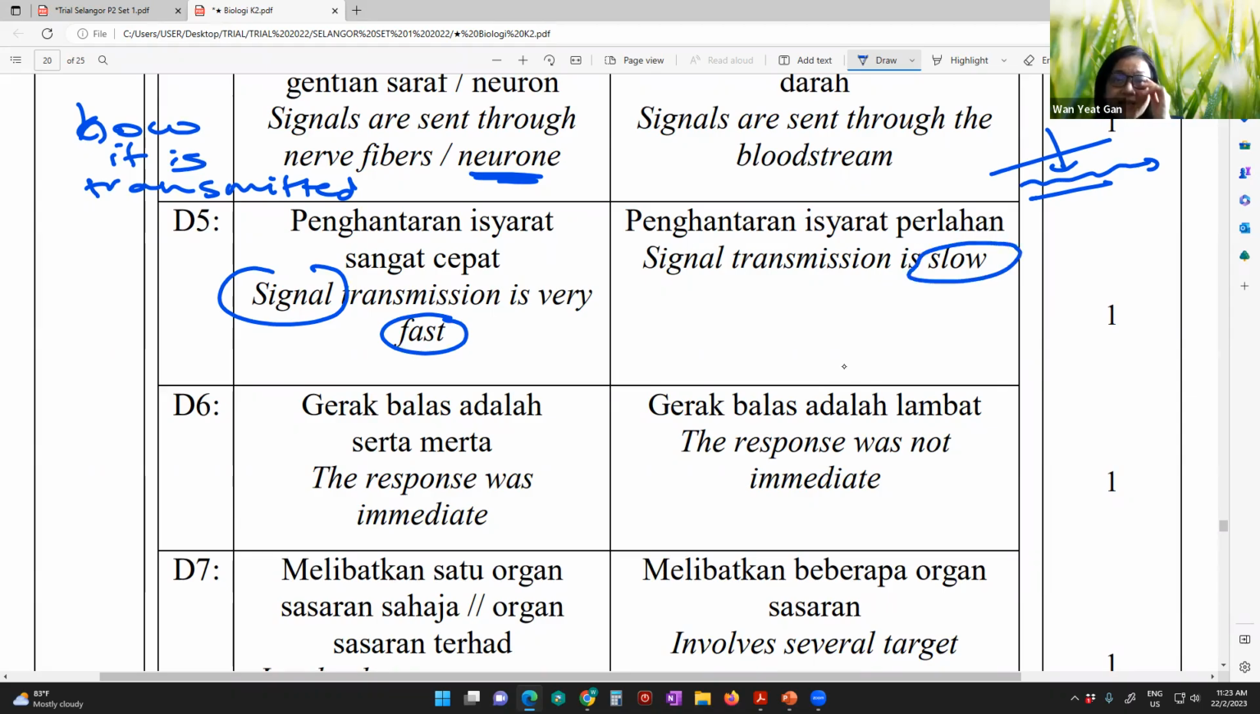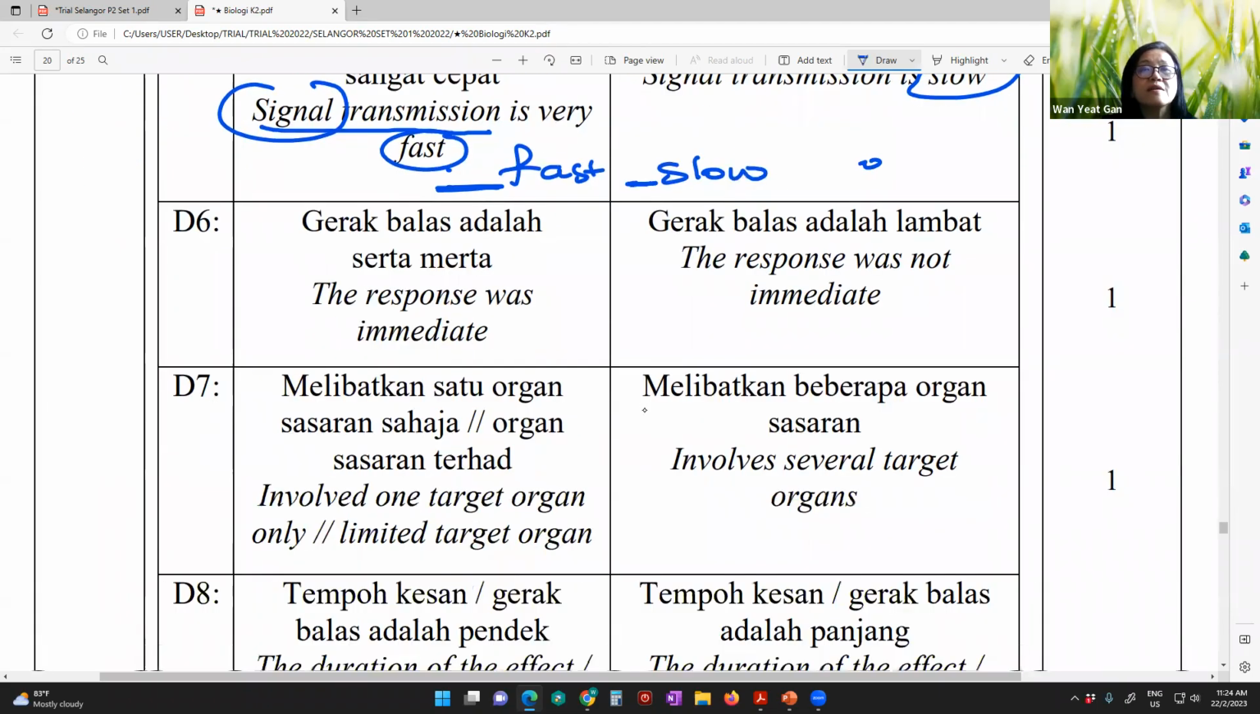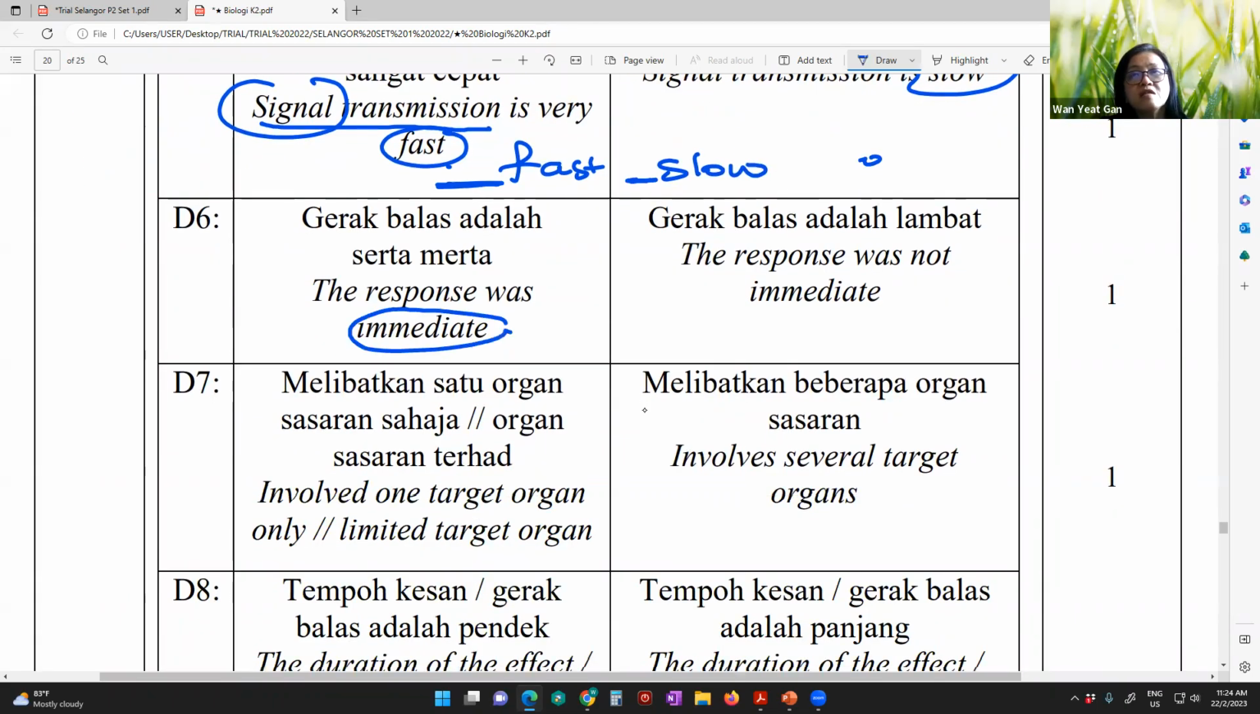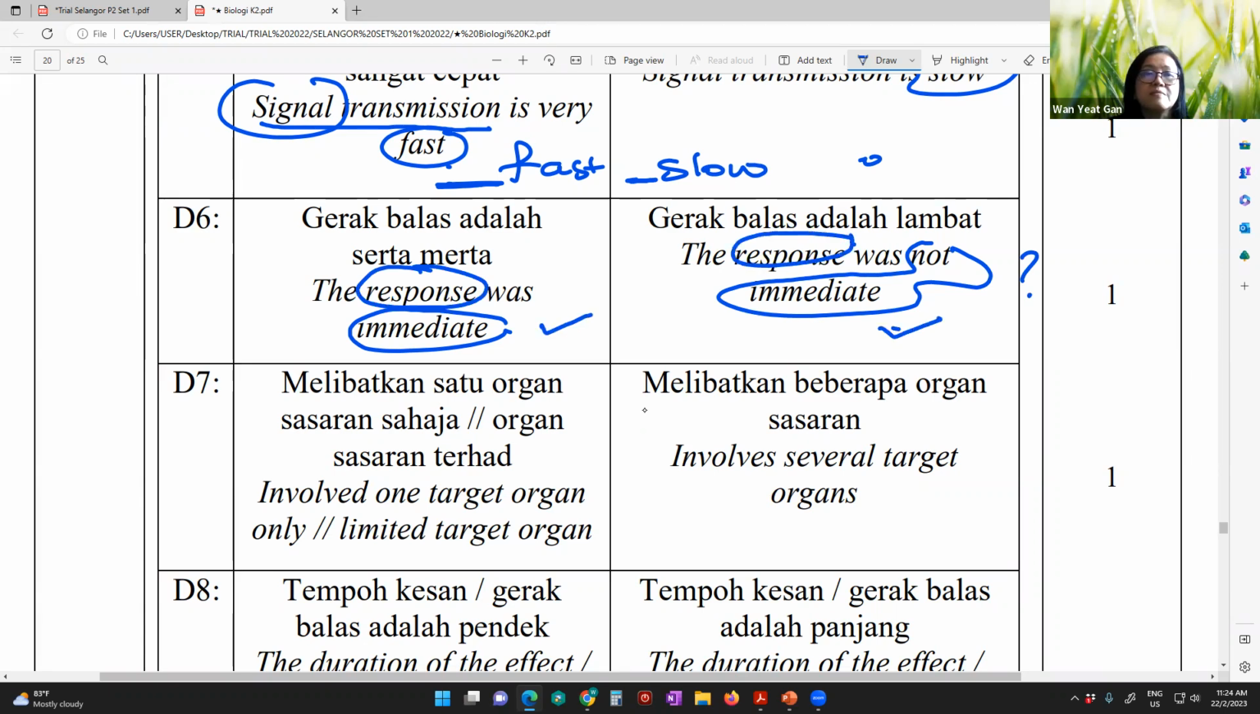Now, the normal mistake that students make is that instead of writing a full sentence, they write in point form. They just write fast, slow. Now, this does not help you to get any marks at all. You won't get marks here because you never state what is fast and what is slow. So you need to state that the transmission is fast and the transmission is slow. Likewise here, you cannot just say this is immediate, this is not immediate. What is immediate and what is not immediate? You need to state that the response is immediate and here the response is not immediate.